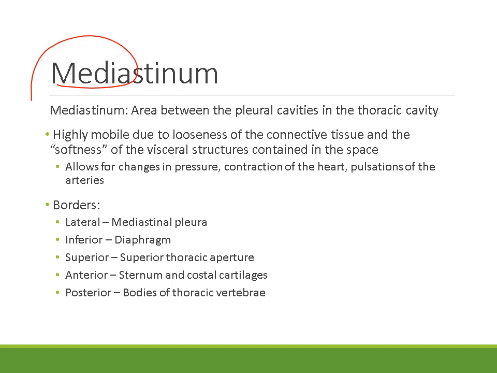Here you see the borders of the mediastinum. The lateral borders are the mediastinal pleura, where we start the pleura around the lungs. Inferiorly, the border is the diaphragm. The top border is the superior thoracic aperture. Remember that bony border around the top of the thoracic cage. Anteriorly, the mediastinum stops at the sternum and costal cartilages. And posteriorly, it ends at the front of the thoracic vertebrae.